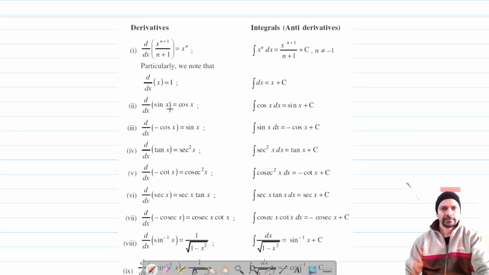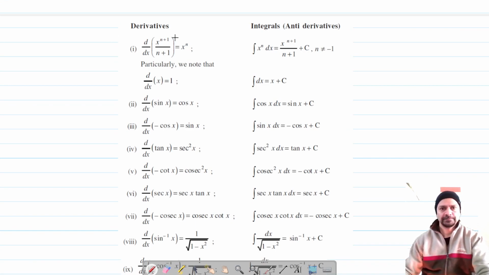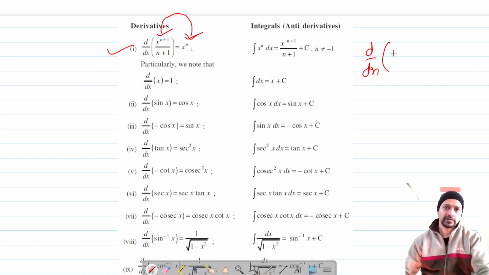And these are the formulas. We know that the differentiation of x raised to the power n is n times x raised to the power n minus 1. But when we differentiate x raised to the power n plus 1 upon n plus 1, we get x raised to the power n. So this is the integral of x raised to the power n. Let me explain this in this way. We know that the differentiation of x raised to the power n is n times x raised to the power n minus 1.